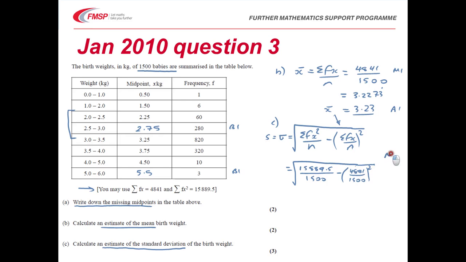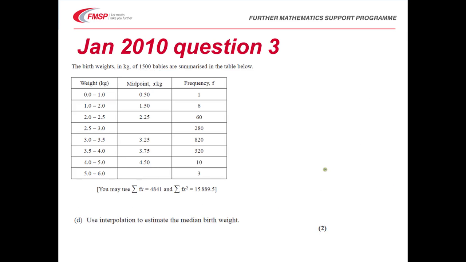Okay, so we've now triggered our method mark. If I don't see the square root, you don't get the method mark there. It's very important that you demonstrate square rooting. In other words, you're finding standard deviation, not variance. Calculating this through is going to give you 0.421093, so 0.421, or answers which round to that. You're going to get an accuracy mark for applying the formula correctly and an accuracy mark for getting the correct answer. Part D of this question, we're then asked to work out and interpolate.